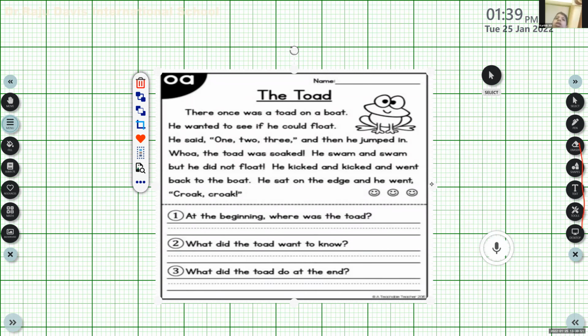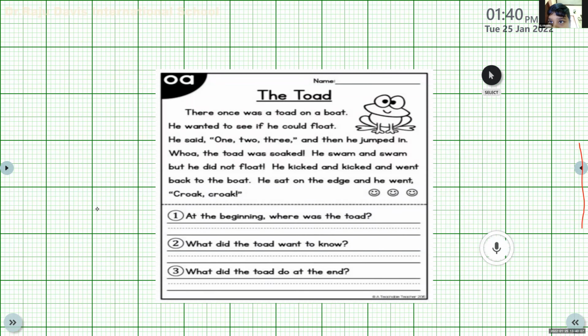Who cannot see? Karthik, that is a network. Please wait. Okay, so what is it? OA. If it is OA, what should we read it as? O sound. Okay? Did you understand? Yes. So read it.